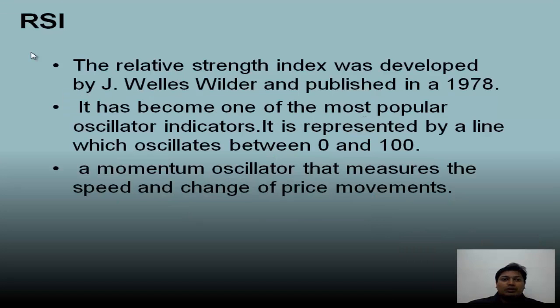So let's move forward. RSI was an indicator developed by a person called J. Wallace Wilder and it was published in 1978. It has become one of the most popular oscillator indicators. It is represented by a line which oscillates between 0 and 100.